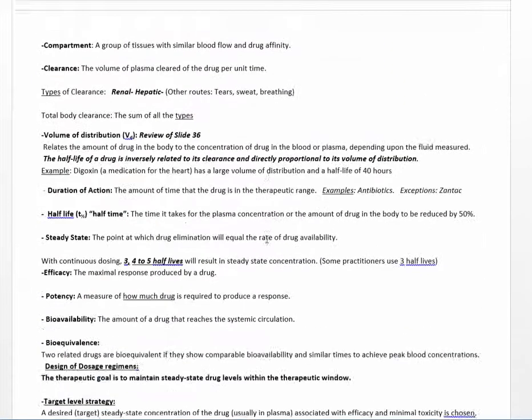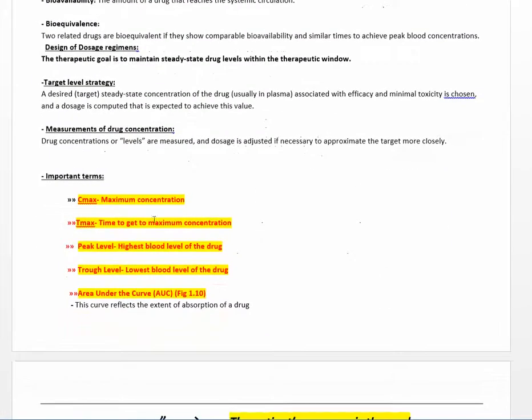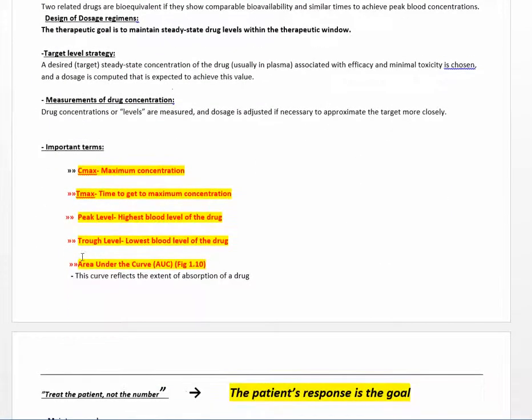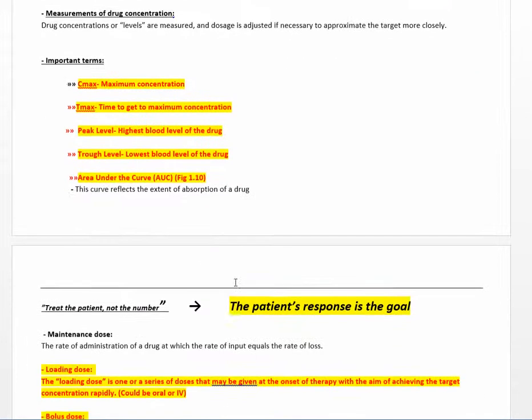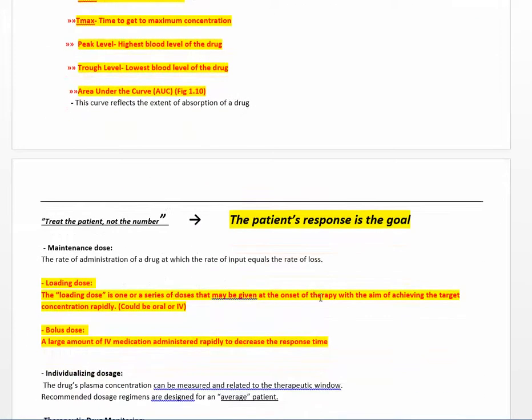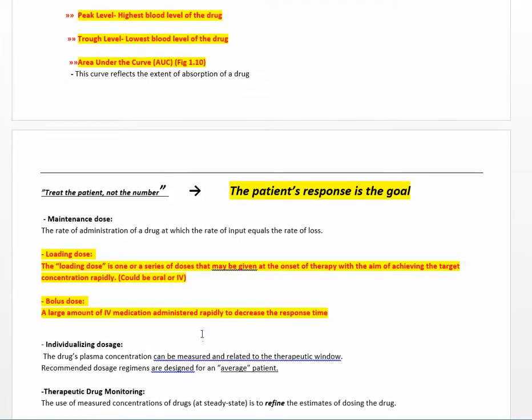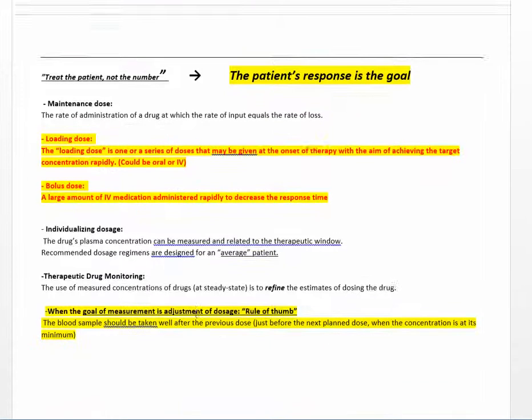Important terms to look through. Get to know these definitions here. Area under the curve, very important. And the loading dose is you're loading up a high dose to get it into the bloodstream real fast for emergency use. And a bolus dose is like a big round ball, but you're just giving an immediate dose of a large amount.